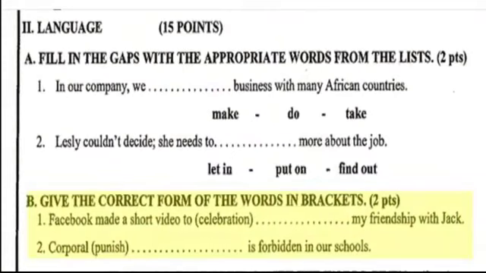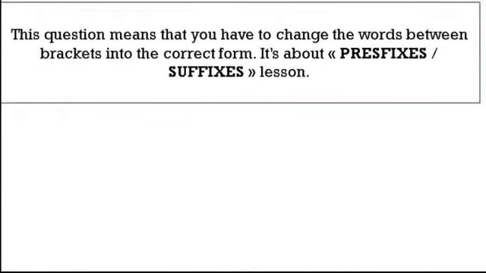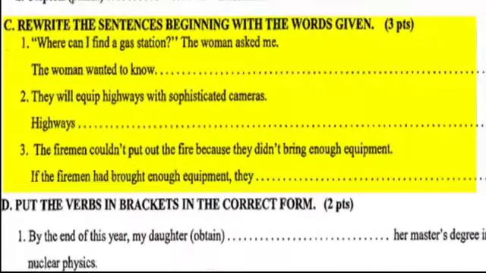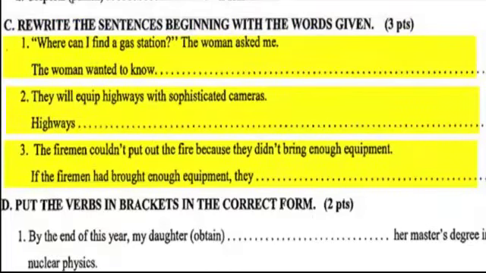In this question, we have: give the correct form of the words in brackets. We have nouns there. This question means that you have to change the words between brackets into the correct form, which means it's about prefixes and suffixes. Now let's go to question C. Concerning question C, we have 3 sentences: sentence number 1, number 2, and number 3.